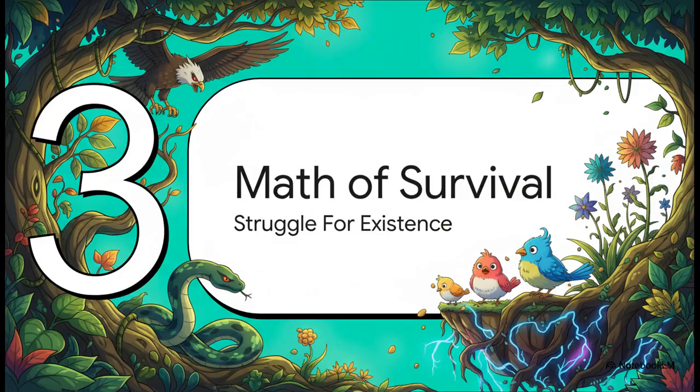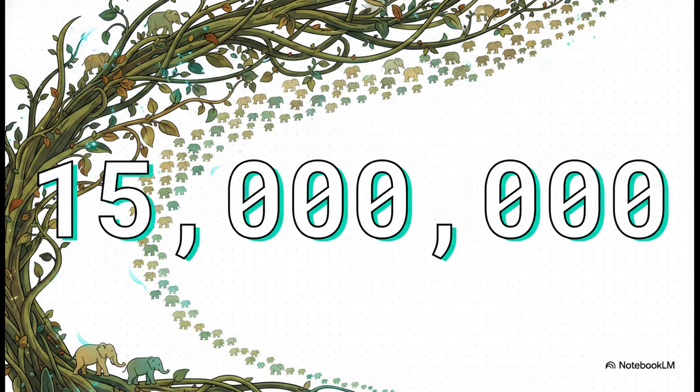Part 3. The Math of Survival. The Struggle for Existence. All right, so nature provides the variation. But without a human breeder to pick the best pigeon or crop, who's picking the winners? This leads us to our third breadcrumb, the struggle for existence.